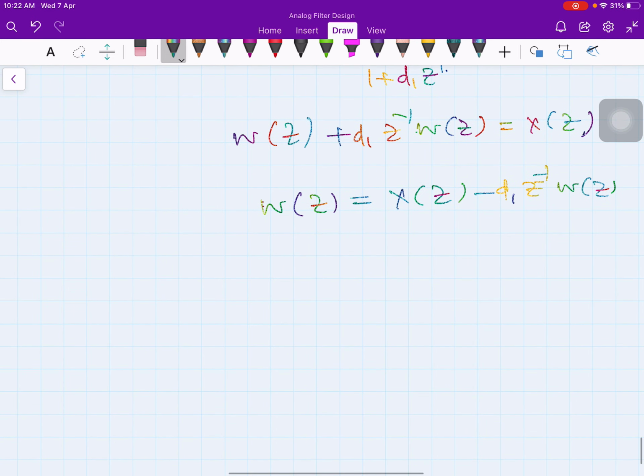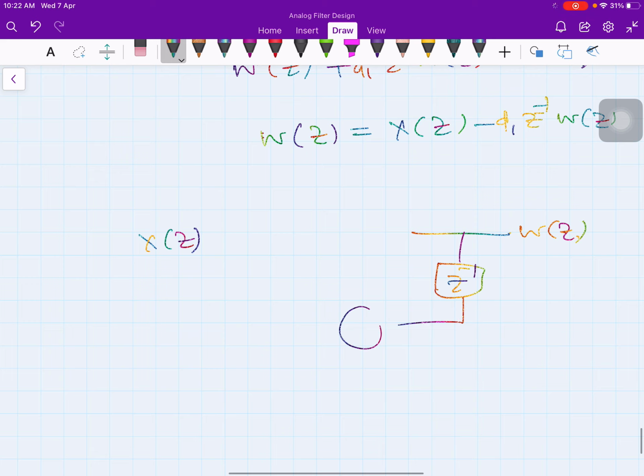Okay, I have written it in a particular fashion. Now this can obviously be realized as follows: if the output is W of z, then you delay W of z and multiply by minus d1 and add to it. This is plus and this is plus, and like this.